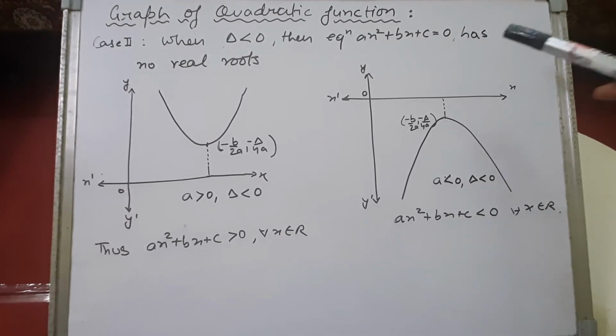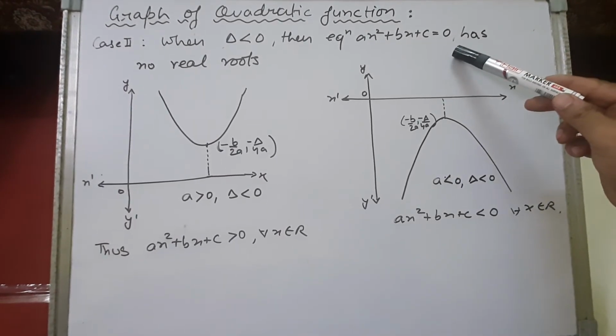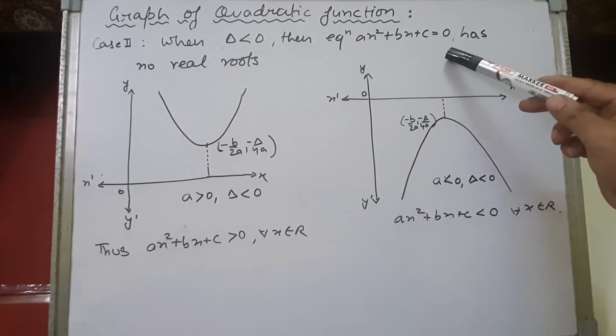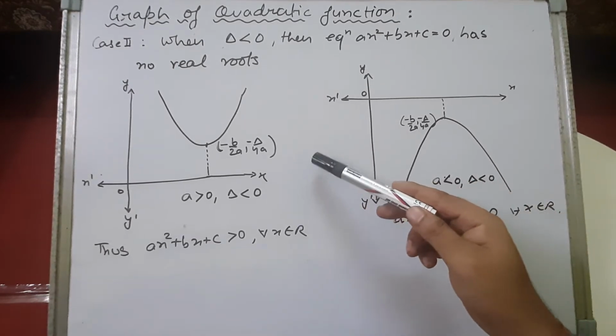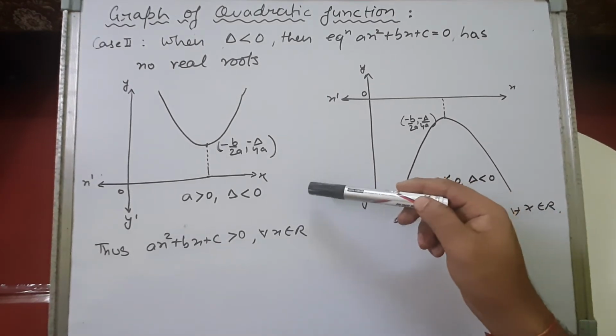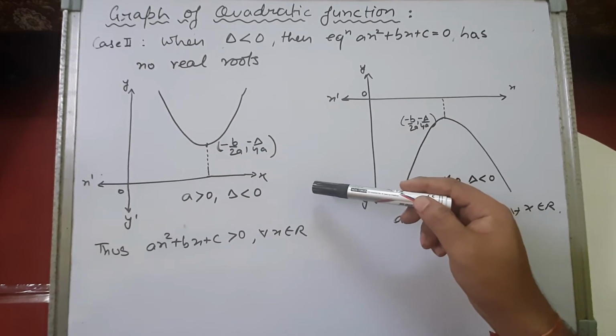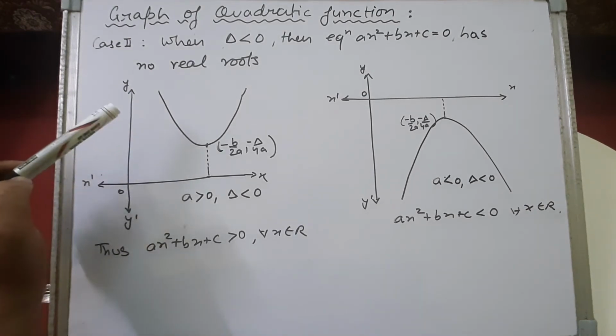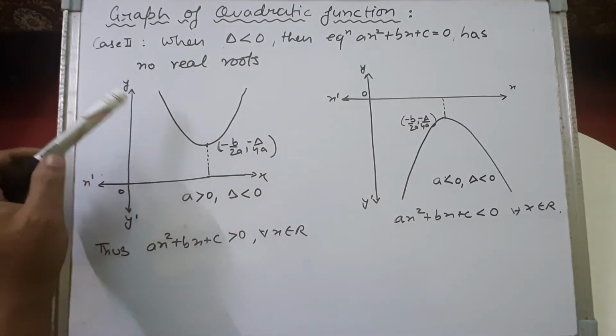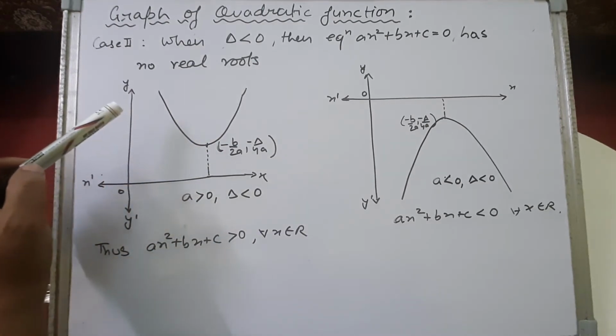Now children, let's discuss the second case when the discriminant is less than 0. Then we say that the quadratic equation ax square plus bx plus c equals 0 has no real solution, has no real roots. If we draw this curve, this parabola, then we'll see that this curve will not be touching or intersecting the x-axis. That means no real solutions, no real values will be obtained.